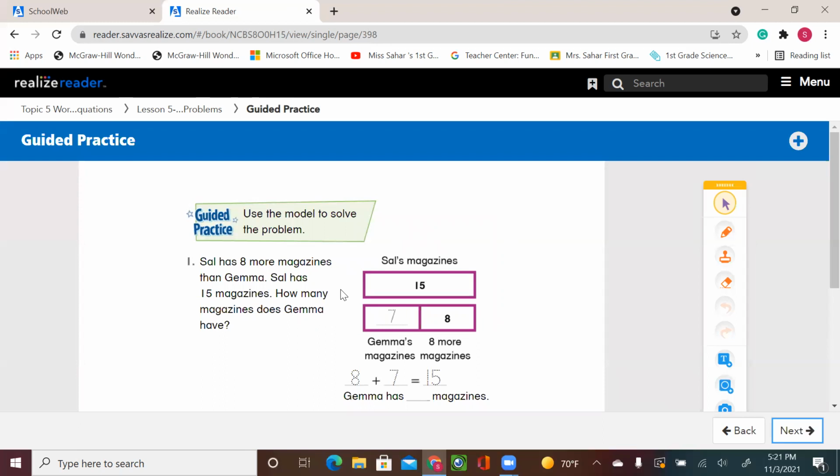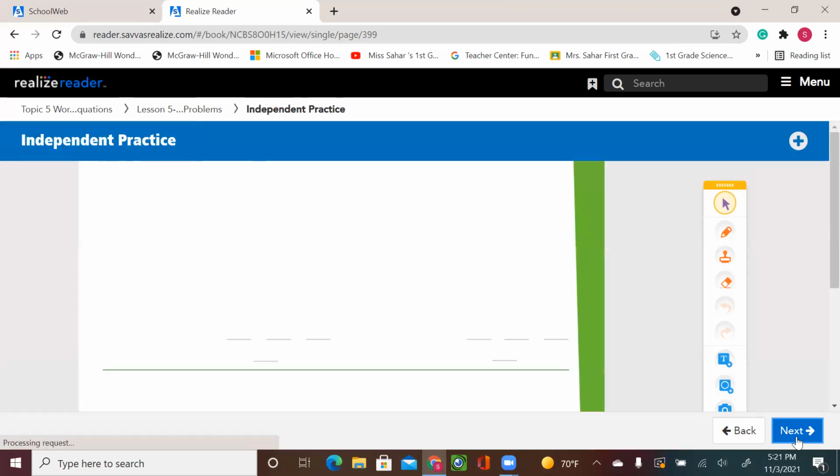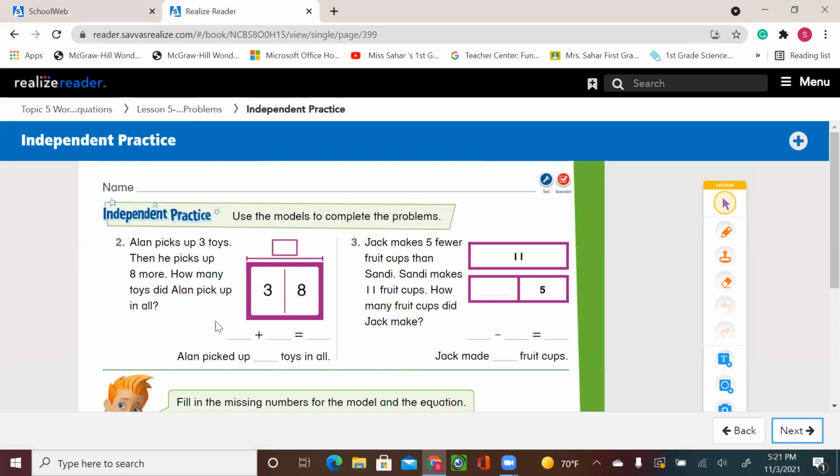All right, so let's do one more from the independent practice. Page 235. We'll do number 2 together. Alan picks up 3 toys. Then he picks up 8 more. How many toys did Alan pick up in all? So this is easy and different.